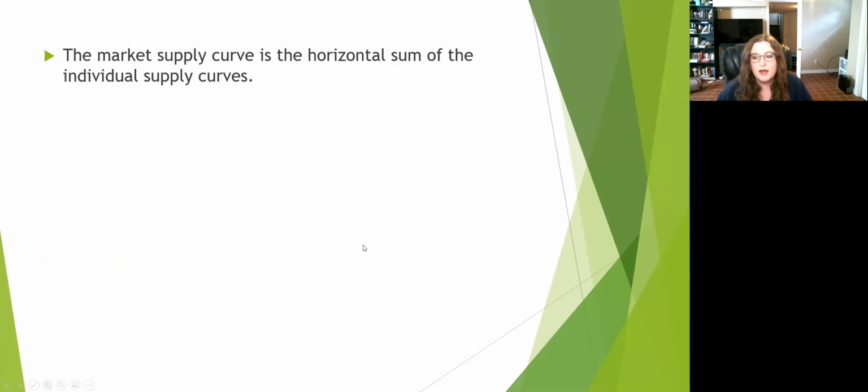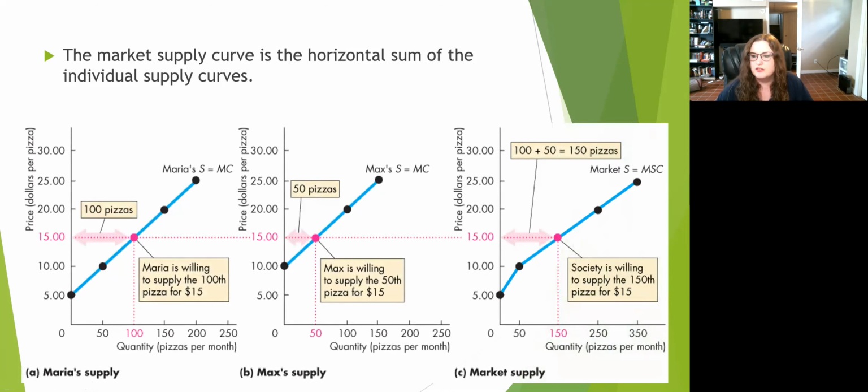So what does their combined supply look like? What is society's supply curve? We have the individual supply curve of Maria and the individual supply curve of Max, but we need to think about what the market supply curve looks like. And this is just going to be the addition of the two of them. So at $15, we have the 100 pizzas from Maria and the 50 pizzas from Max. So at $15, society is willing to supply 150 pizzas.